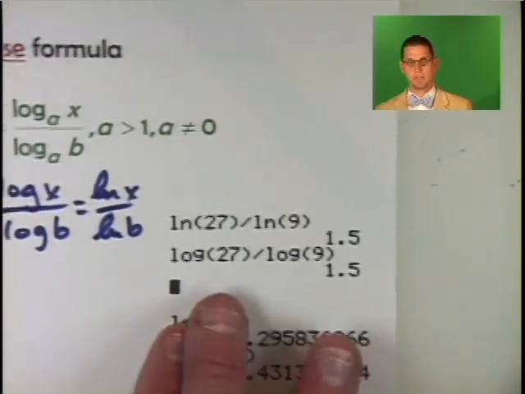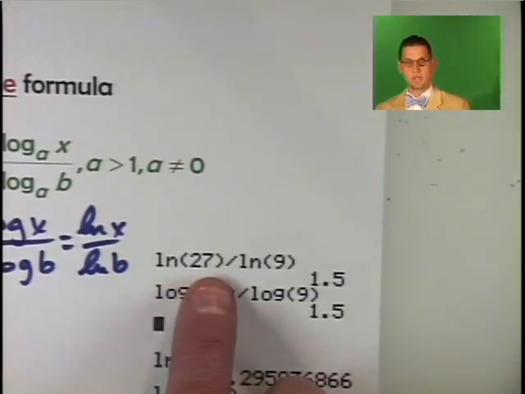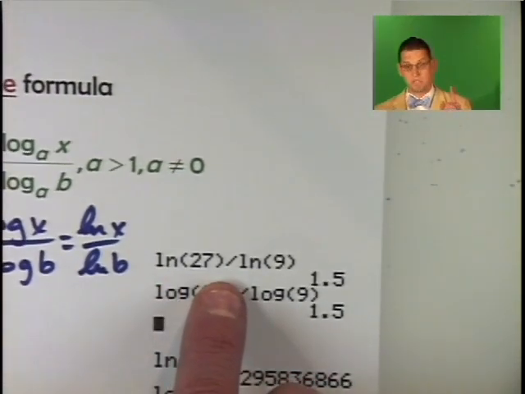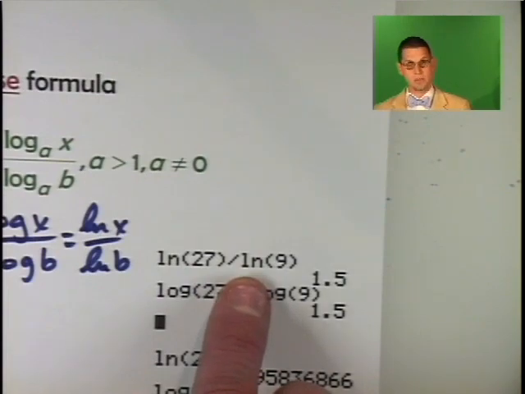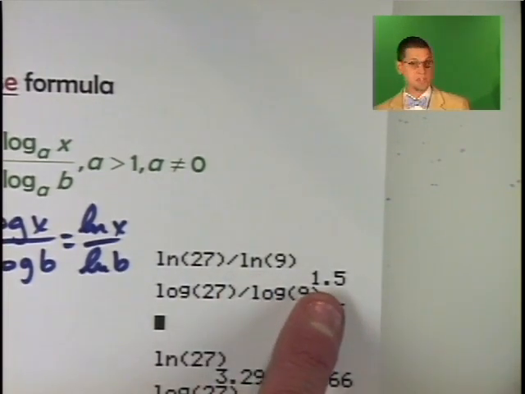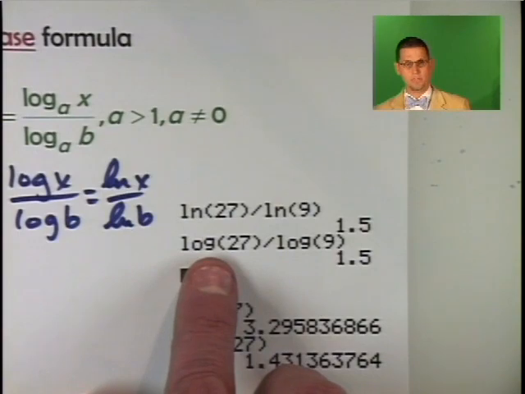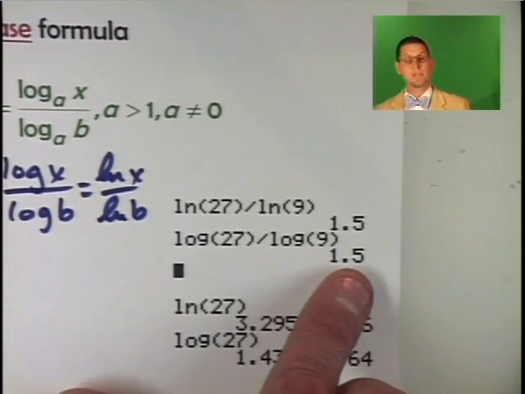And I have the calculator screen right here. Notice natural log of 27. I have to close the parentheses now. It's important before you divide by the natural log of 9. You get 1.5, which is 3/2. If you type in the log of 27 divided by the log of 9, you get the same number.